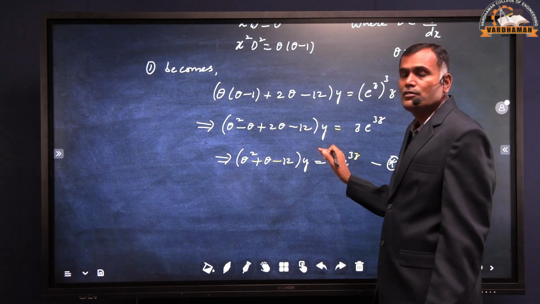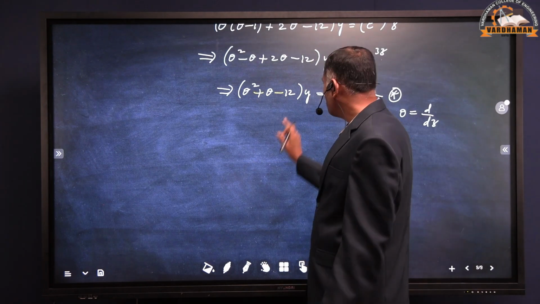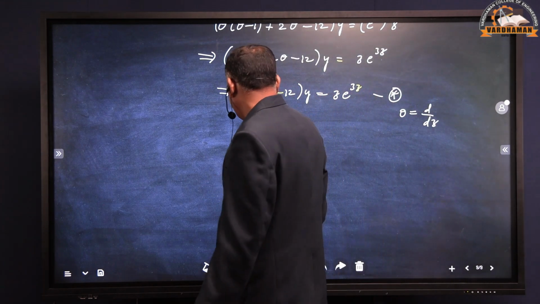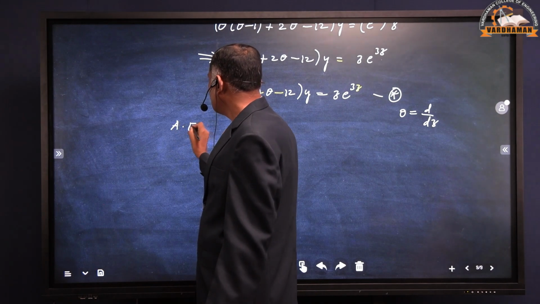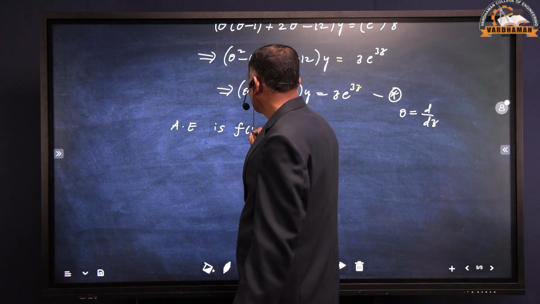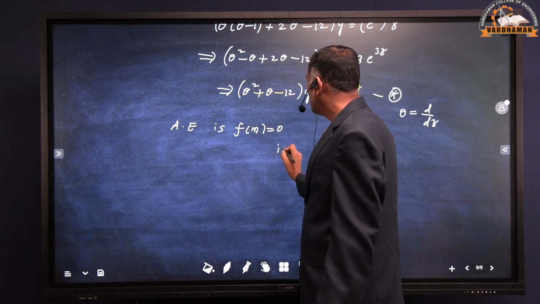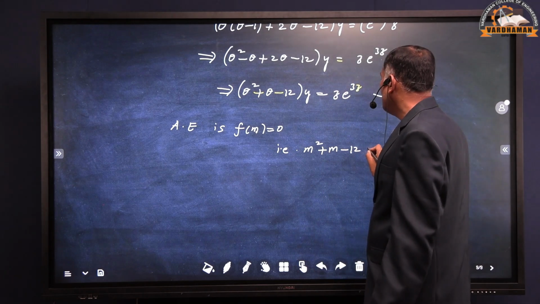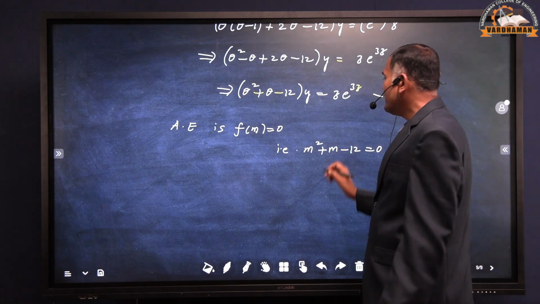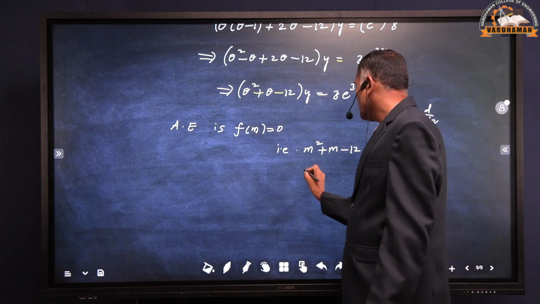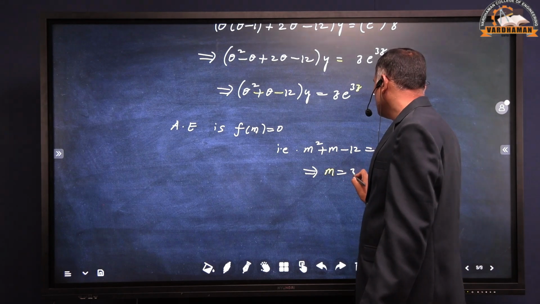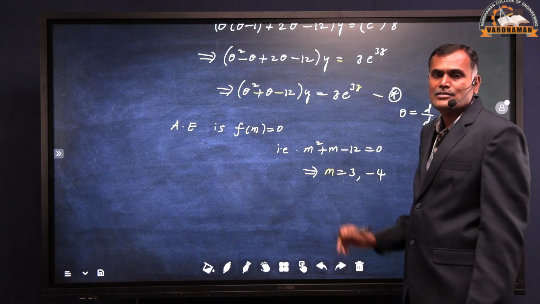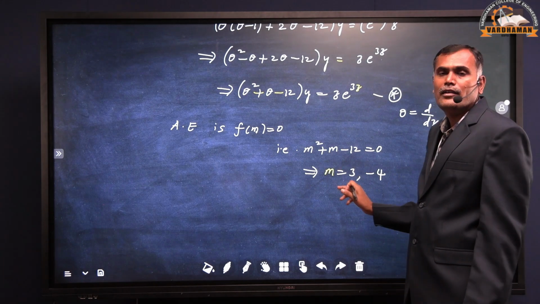Now let us find a solution of this problem. To find the solution, first we need to find the complementary function. To find the complementary function, we write the auxiliary equation. The auxiliary equation is given by f of m equals 0, that is m squared plus m minus 12 equals 0. It is a quadratic equation in m. Solve this one. We get m equals 3, minus 4. These two are the roots of this auxiliary equation. Clearly the roots are real and distinct.